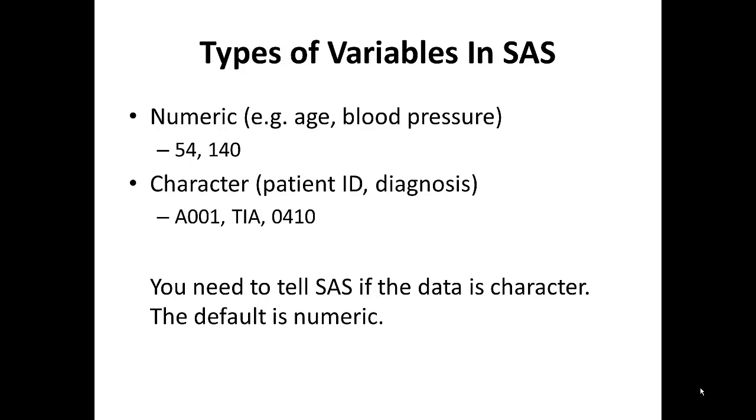As far as SAS is concerned, there are 2 types of variables, numeric and character. Numeric variables contain data you would compute an average for, such as age or blood pressure. Character variables contain alphanumeric data or are numbers where taking an average would have no meaning. Examples include a patient ID, a medical diagnosis, or code. When you read in your data, you will need to tell SAS which variables are character. The default type is numeric.